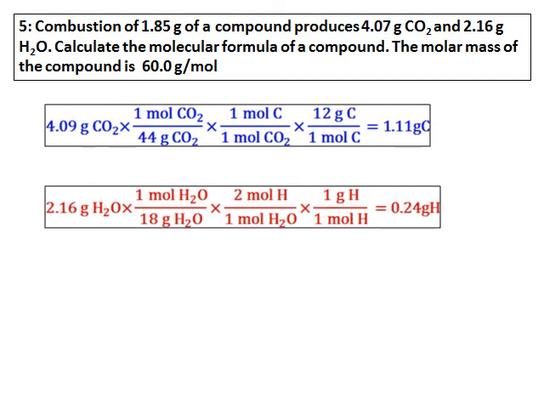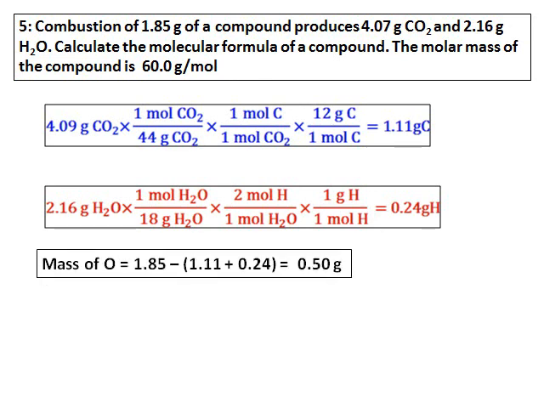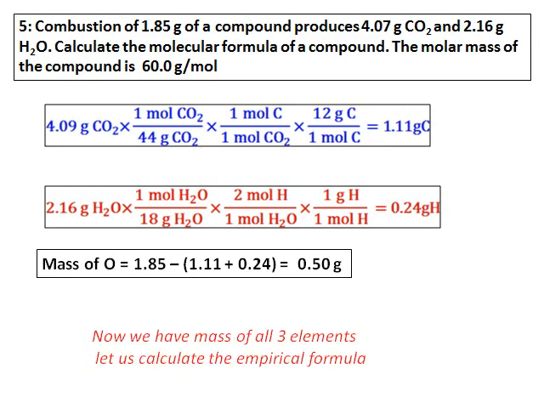So similarly, using the value for carbon dioxide, calculate the grams of carbon as we did in the previous question. Then using the values for water, calculate the mass of hydrogen. And to get the mass of oxygen, add up the two and subtract it from the mass of the compound. Now we have the mass of all the three elements. Let's proceed further and calculate the empirical formula.